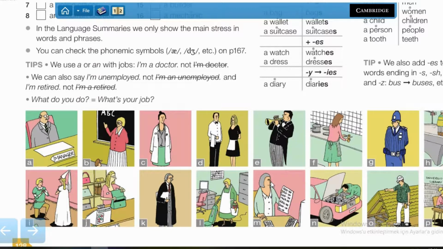What's his job? He's a manager. What's her job? She's a teacher. What's her job? She's a nurse. What's her job? She's a waitress. And what's his job? He's a waiter. The next one. He has the saxophone. So what's his job? He's a musician.